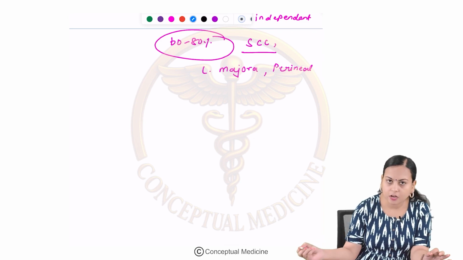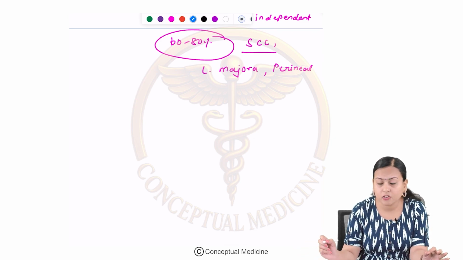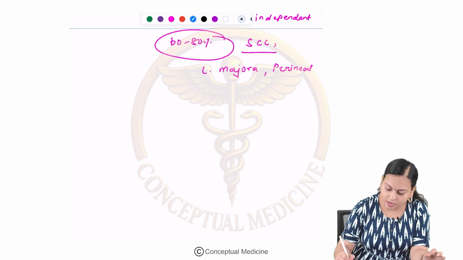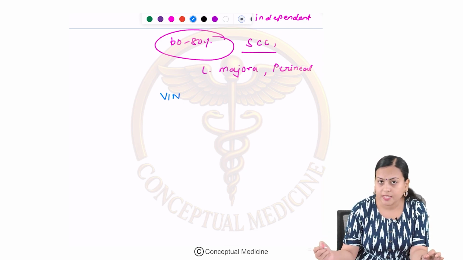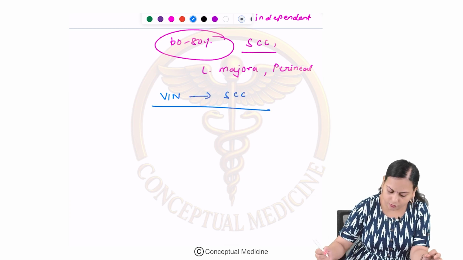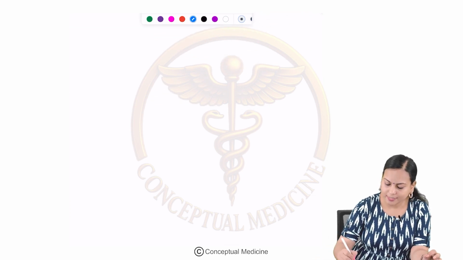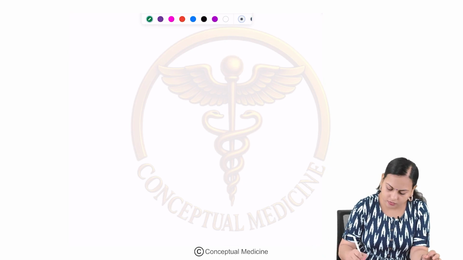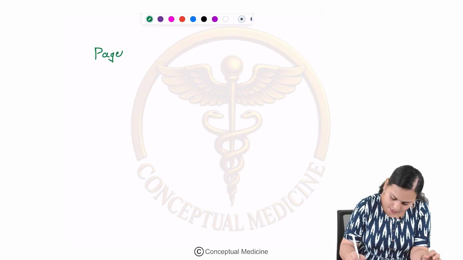So squamous cell carcinoma is the most common histological type of vulval cancer, and vulval intraepithelial neoplasia is the precursor lesion for squamous cell carcinoma. Okay, now let's discuss about Paget's disease. Okay, so Paget's disease of vulva.